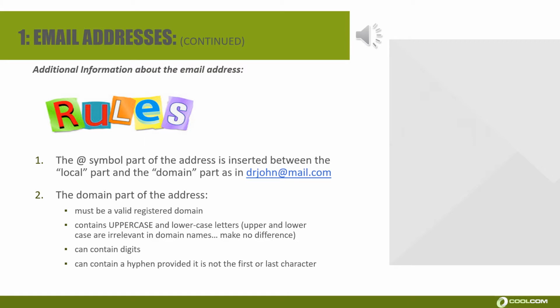Finally, let's take a look at the additional rules that apply to the address part of the email address. The @ symbol is the part of the address that's inserted between the local part and the domain part, as shown in our example, drjohn@mail.com. The domain part of the address must be a valid registered domain. It can contain uppercase and lowercase letters, and the server will not discern between the two, so use whatever you like. It can contain digits and can contain a hyphen, provided it's not the first or last character.